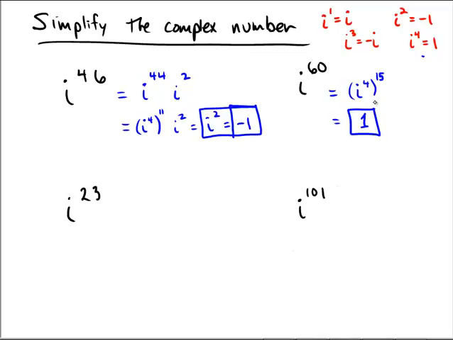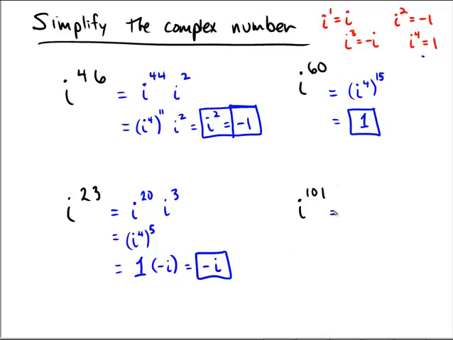i to the 23rd, what's a multiple of 4 that's right below 23 or close to 23 but below it? Maybe 20. So i to the 20 times i cubed. i to the 20 is i to the 4th to the 5th, so that part of it is going to be just 1 because i to the 4th is 1. And i cubed, as we can see from over here, is negative i. 1 times negative i, of course. Final answer, negative i.